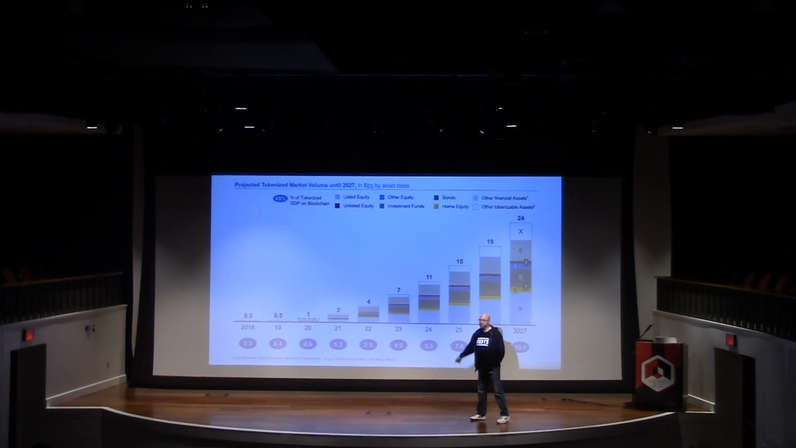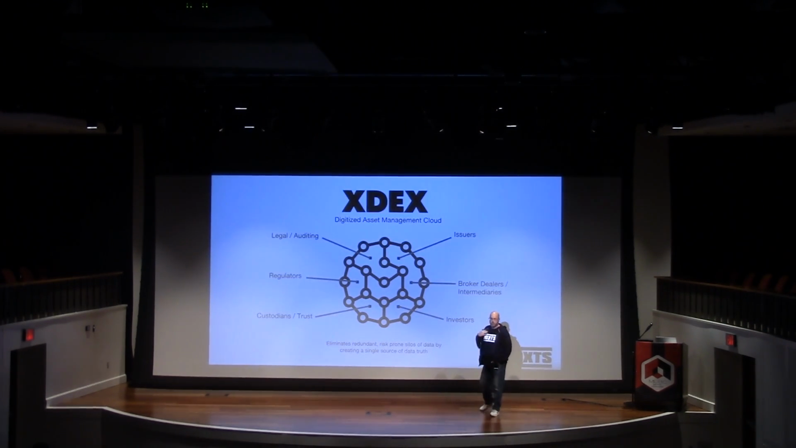$24 trillion in assets globally will be tokenized by the year 2027. Massive amounts of real world physical stuff is going to make its way onto the blockchain. It'll still live in the real world, but the ownership and the proof of that ownership will be digitized and put on a ledger. So I can tell you guys a little bit about what we're doing in that space.